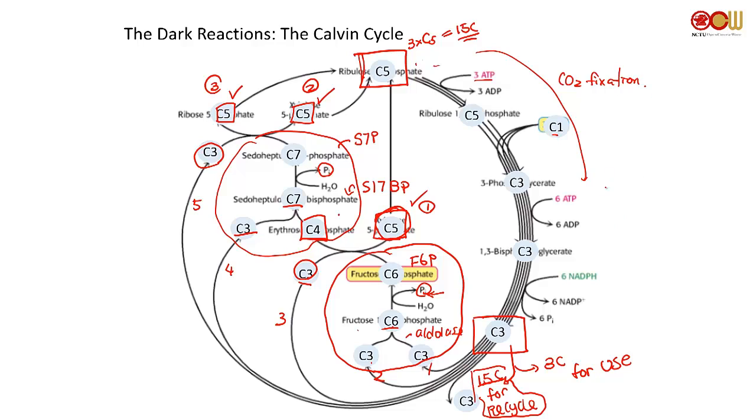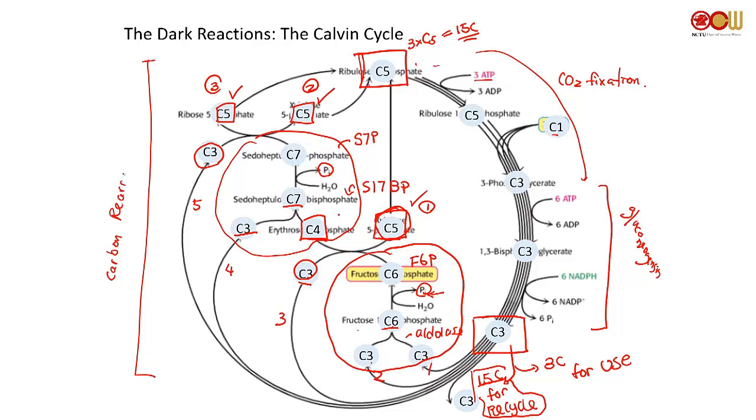And then this part is gluconeogenesis. And this entire part is basically, again, carbon rearrangement. Okay? So this is the Calvin cycle. It looks complicated, but in reality, it's not that complicated.